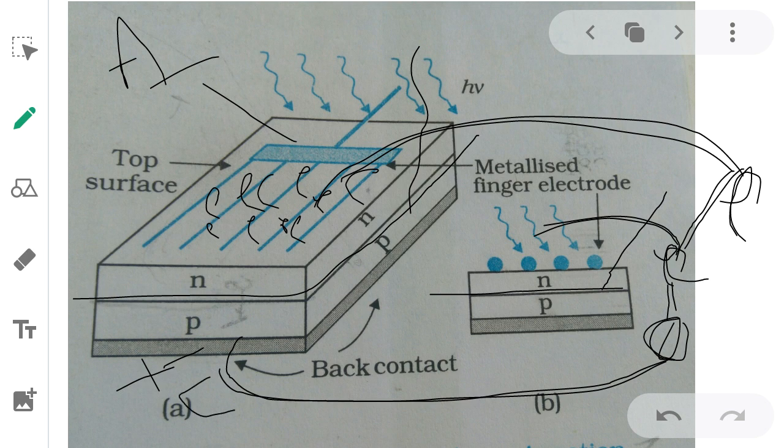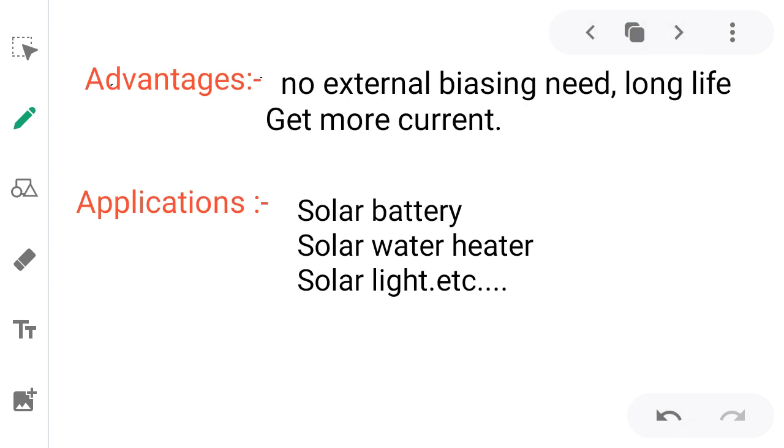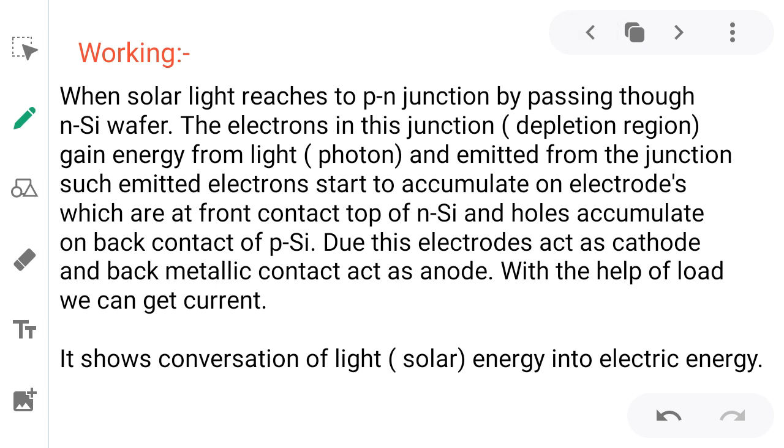Across the anode and cathode, we apply the load, and we can easily get the current out. It shows conversion of solar energy to electrical energy. Light energy reaches the depletion region, the electrons absorb energy and are emitted, the emitted electrons deposit on the electrode, and the holes deposit on the metallic contact.